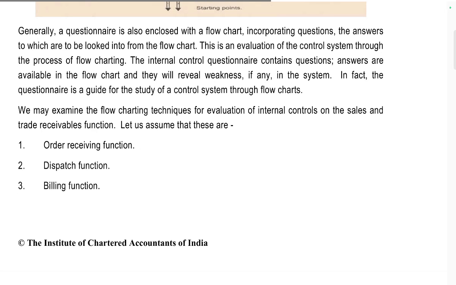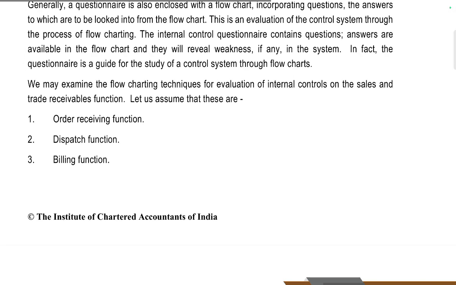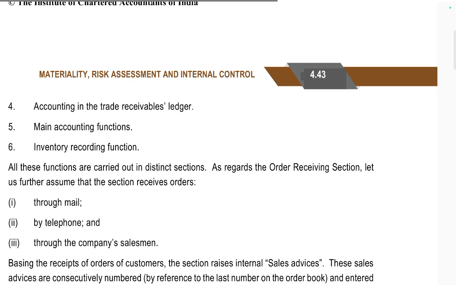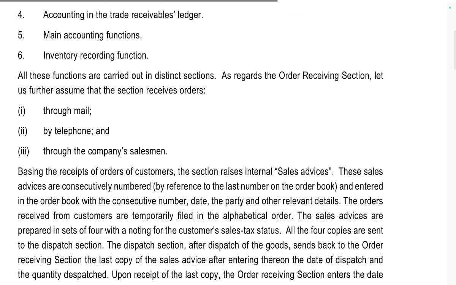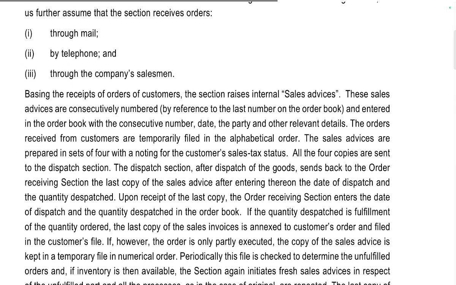Let us assume this: order functioning, order receiving function, dispatching function, billing function, accounting and trade receivable, main accounting function, inventory recording. These are the functions that carry out a distinct function with regard to order receiving status. Let's assume the order comes through mail or through a company salesman, based upon the receipt of the order from the customer.